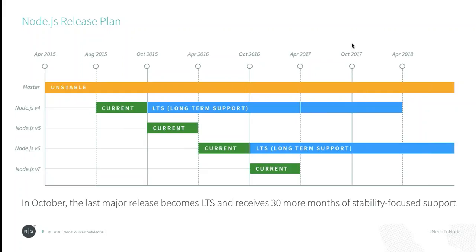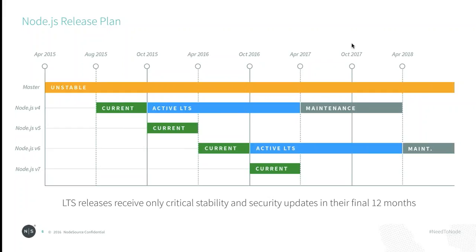So that's stability focused. Then what we actually do is we split that LTS period into 2 parts, where the final 12 months we call maintenance. Now, this is something we haven't got to yet for Node version 4, so I'm interested to see if it actually makes sense to delineate so starkly between active and maintenance, but we'll get there.